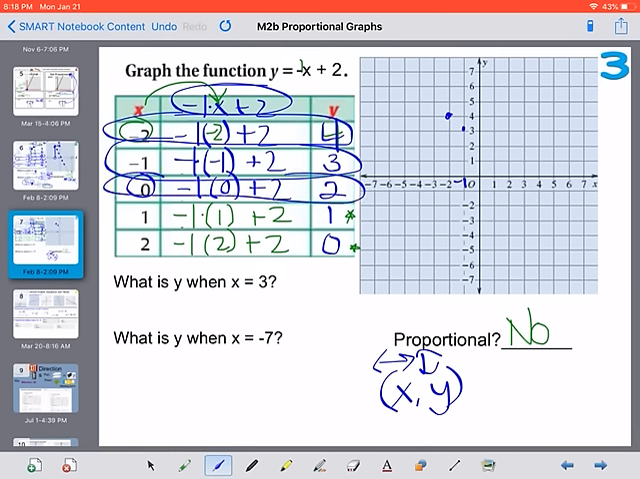Then 0, up 2. As you can see, we did not go through the point 0, 0. We went through 0, 2, so we know that's not proportional. Then the point 1, 1. X is 1 to the right, and then up 1. And then 2, 0. X is 2, and then we didn't go up or down. So here is our line or our graph.